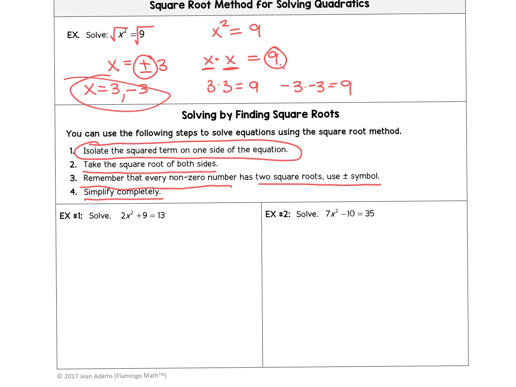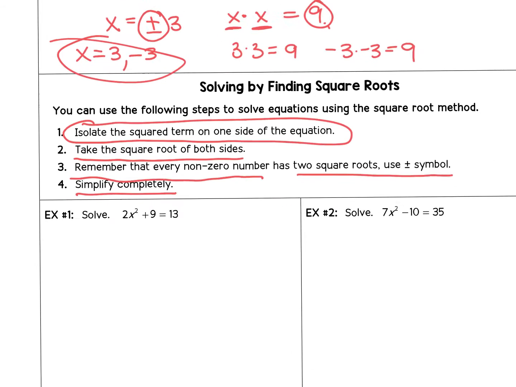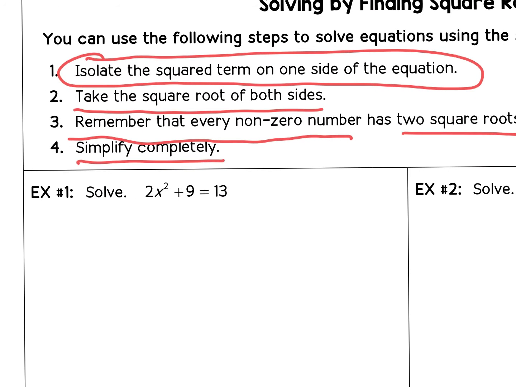So when we look at this, we have 2x squared plus 9 equals 13. What we're going to do is get the squared term by itself. Step 1 says isolate the squared term. So 2x squared is the squared term. Okay, so I'm going to take 2x squared and I'm going to subtract 9 on both sides, and that gives me 2x squared equals 4.